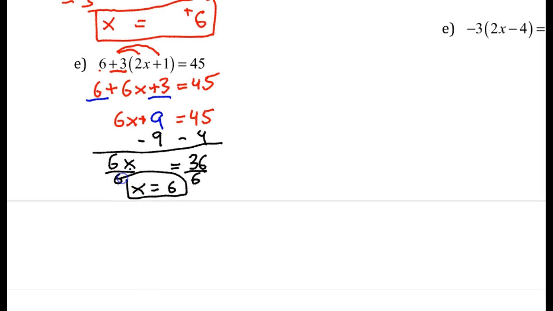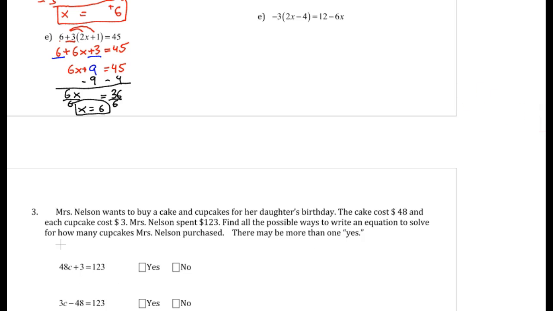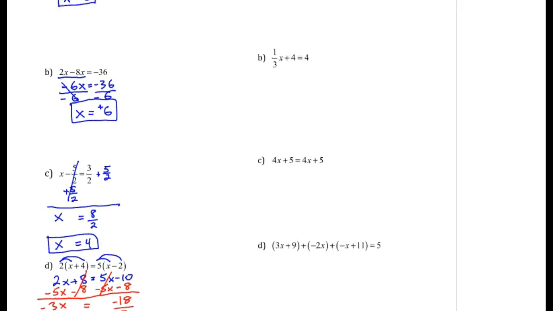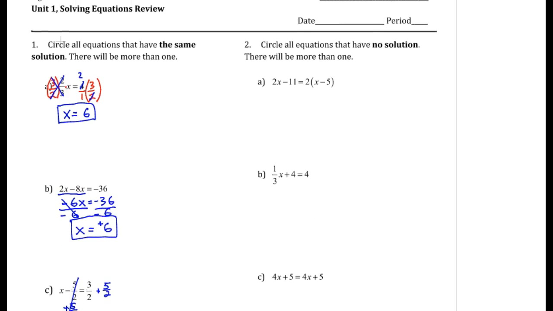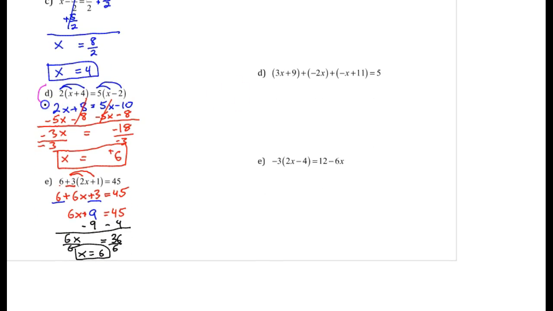So it looks like we had quite a few that had an answer of 6. So you have to go all the way to the very last one and solve all of them. So I said circle all the equations. So I'm going to go through, say I would circle A, because that equaled 6, B, that equaled 6, and then D, that equaled 6, and E, those all equaled 6.